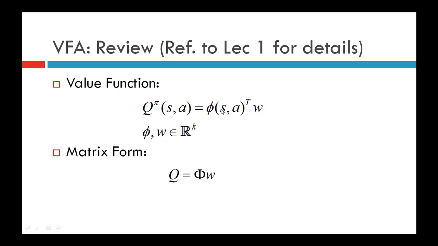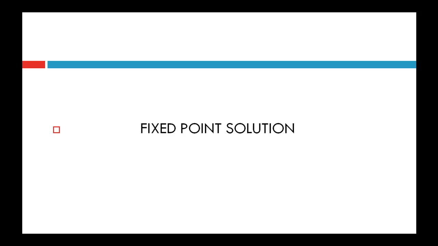So phi s comma a transpose w determines the state action value function for the state action pair s comma a. In matrix form, this can be written as q equals phi times w. So this was a very quick overview of the value function approximation, and you can refer to lecture number 1 for details. So here comes the fixed point solution, and the LSPI algorithm and LSTD algorithm basically solve for the fixed point solution. In the LSTD lecture, I had not discussed the fixed point solution. I just mentioned that it computes the fixed point solution, but here we will see what the fixed point solution is.